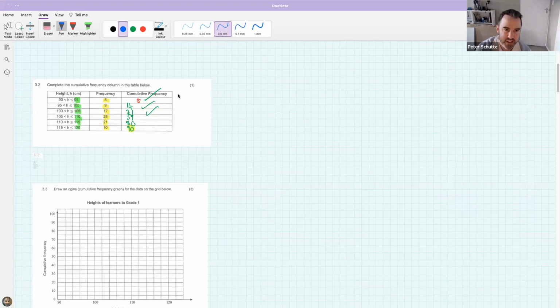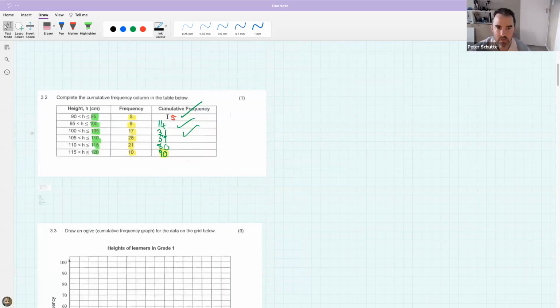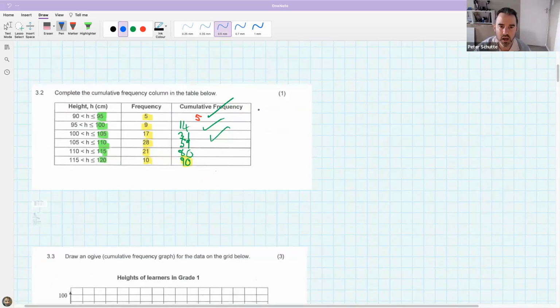So I'm going to add an extra column here. Let me zoom in because it's a bit small. For this extra column here, I'm just going to call it XY, and this is going to be 95, and this is going to be 5 because I'm now using cumulative frequency, and this is going to be 100, and this is going to be 14. And if I go to the next one, this is going to be 105, then the cumulative frequency is 31.